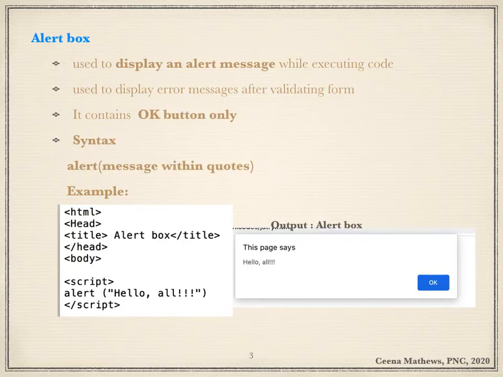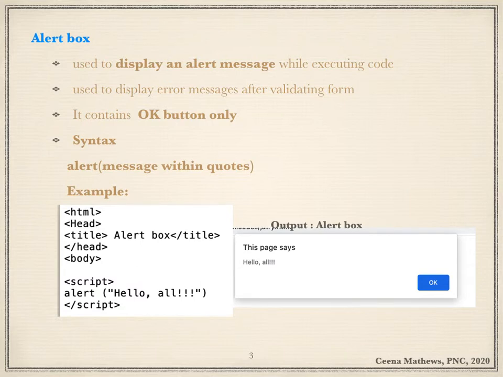First, we'll see about the alert box. It is used to display an alert message while executing a code. It is usually used to display error messages while validating forms. It contains only an OK button. The syntax is alert within brackets, and within quotes you can give the message to be displayed.